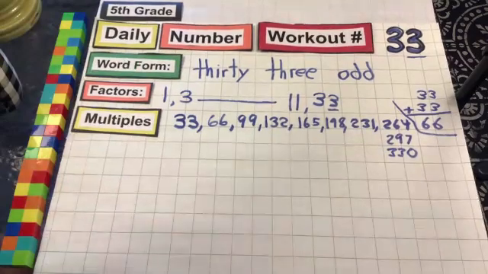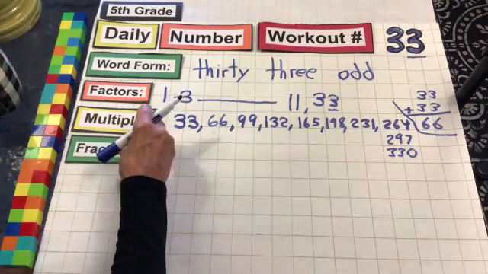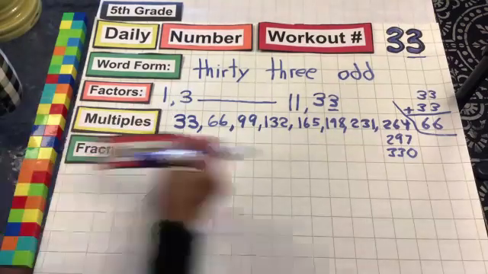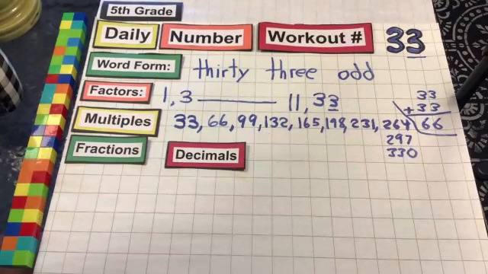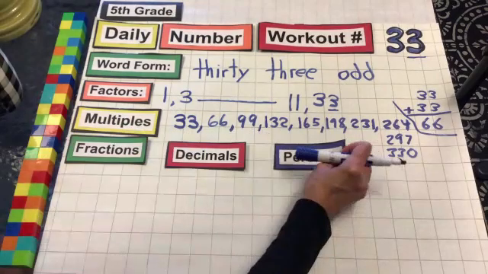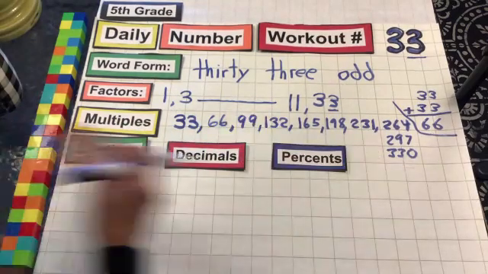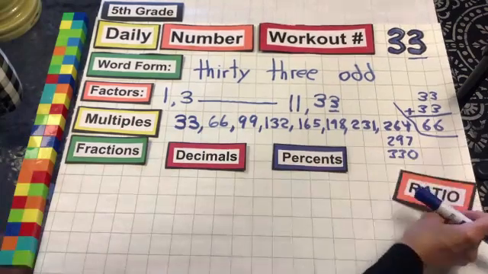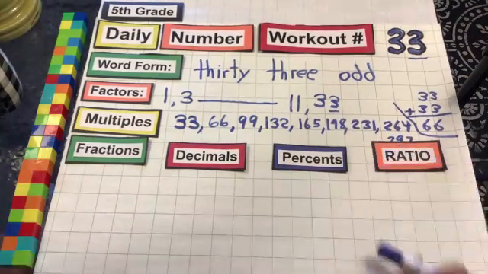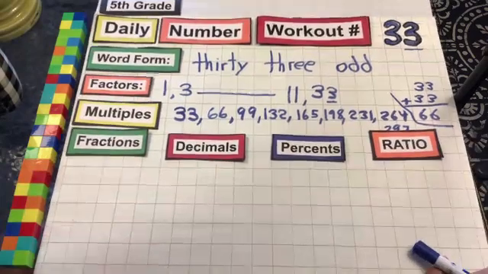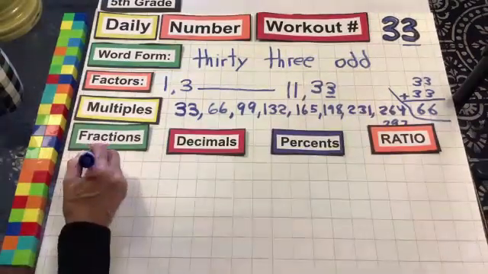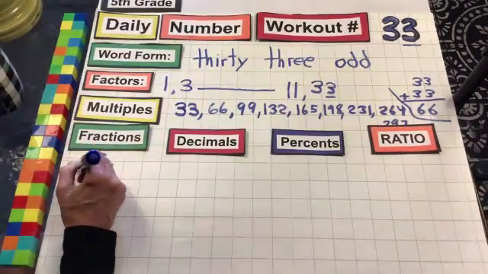All right, looking good. Let's move on to our next category, which is fractions, decimals, percents. And we're going to put ratio up there as well. So hopefully you have this written down. I'm going to cover it up. And let's move on. So our fraction of today is 33 out of 100.